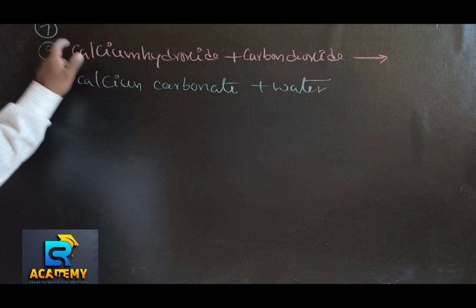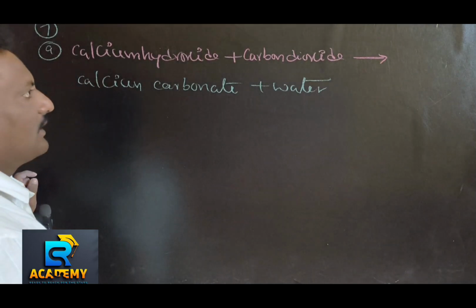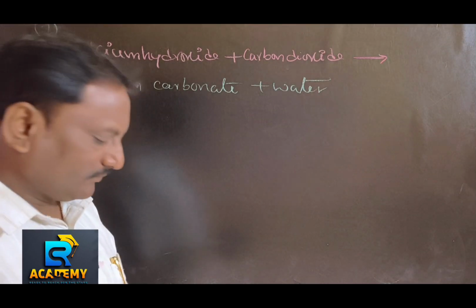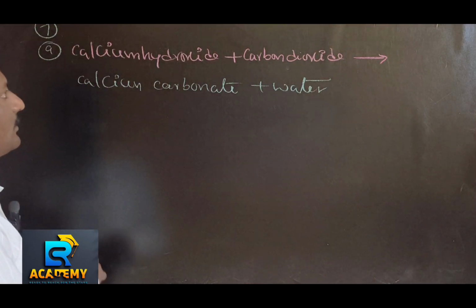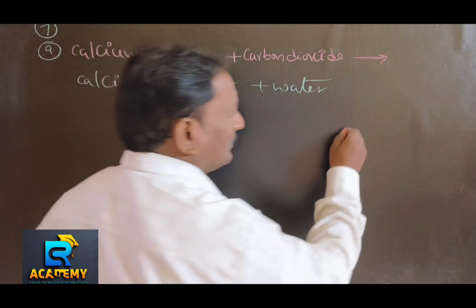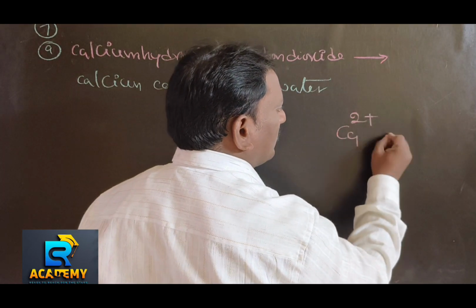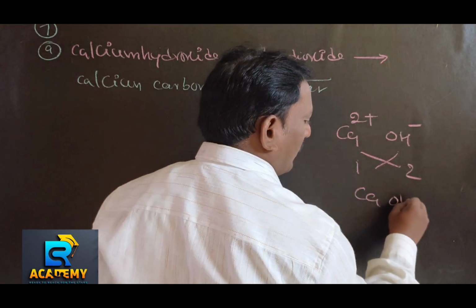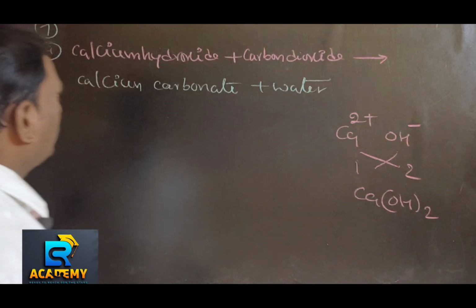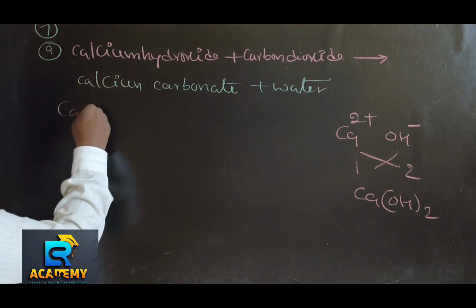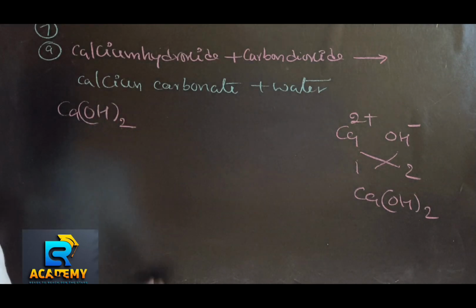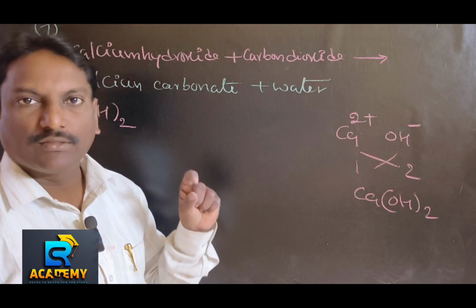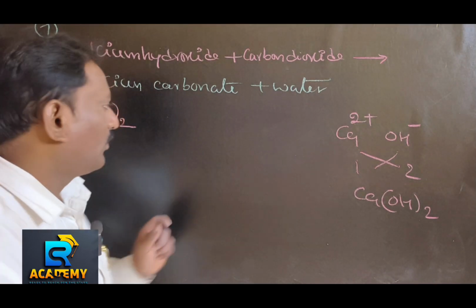In the seventh question, A: calcium hydroxide reacts with carbon dioxide, gives calcium carbonate and water. Now let us write the chemical formulas. Calcium hydroxide: calcium ion Ca2+, hydroxide OH minus. 1, 2. Calcium hydroxide is Ca(OH)2, with hydroxide taken twice. Calcium hydroxide is also called slaked lime. An aqueous solution of calcium hydroxide is considered lime water.